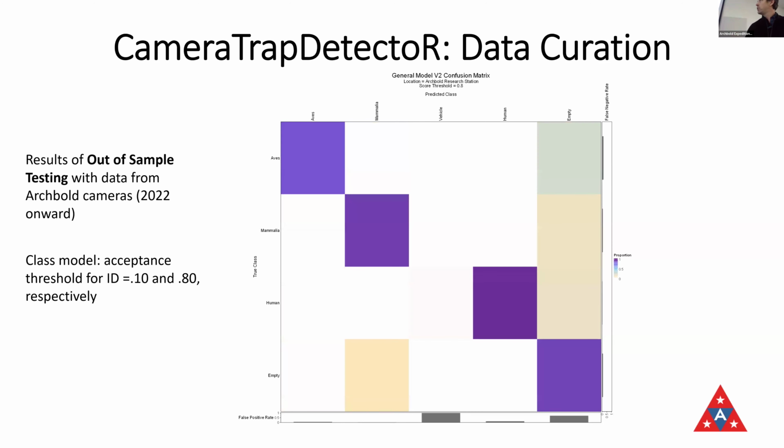When we raise the threshold to 0.8, you see it does even better with this class, identifying class in the out of sample. So now you're capturing all of your empty images, and you can get rid of those immediately. That's a huge part of dealing with this much data.